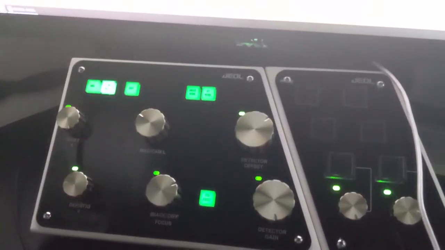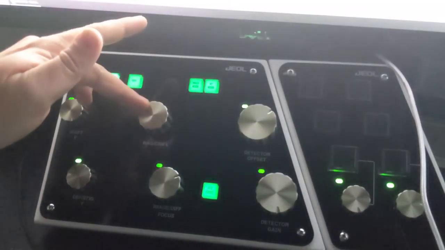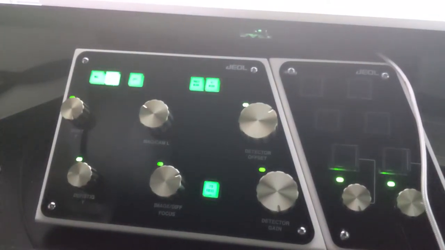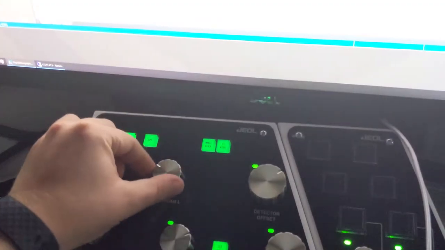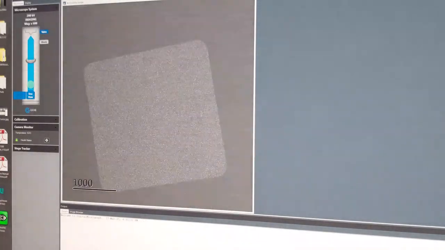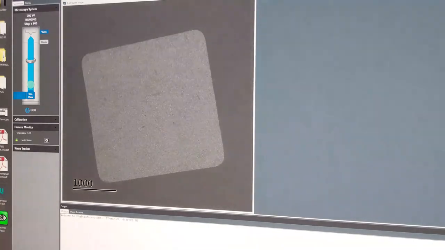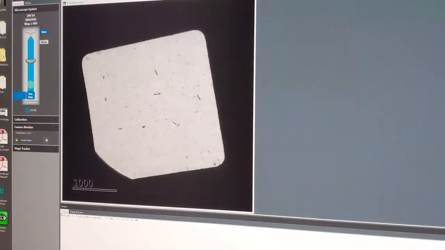And then we have some knobs here. So we have the magnification knob, we have a focus knob, and then on another panel, we have the brightness knob. So if we just look here, I can increase magnification, and we can see an increase in the magnification. So we're now at 400 times magnification, and we're just going to magnify on this square here. Good. And if I increase the brightness, like so, okay.